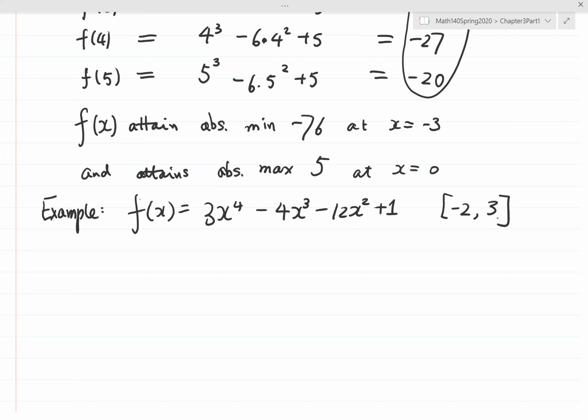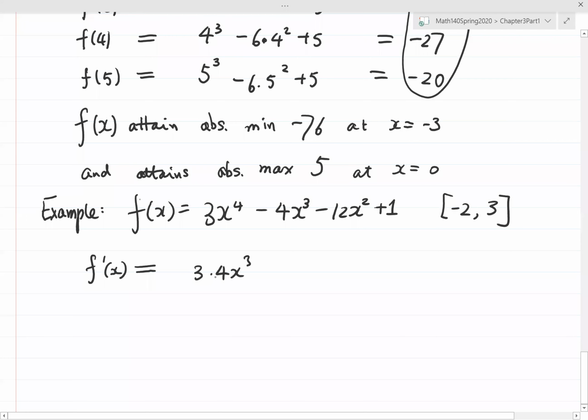of f. To find critical numbers, we first take the derivative of f. Use the power rule, term-wise. So 3x⁴, we get 3 times 4x cubed. And then 4x cubed, we get 4 times 3x squared. Now 12x squared, we get 12 times 2x. Now 1, we get a 0. So this will be 12x cubed minus 12x squared minus 24x.